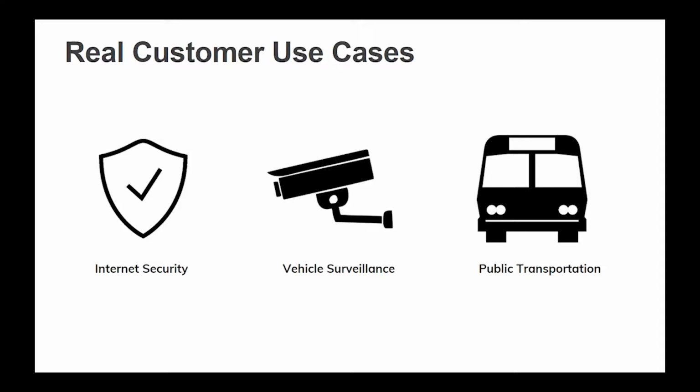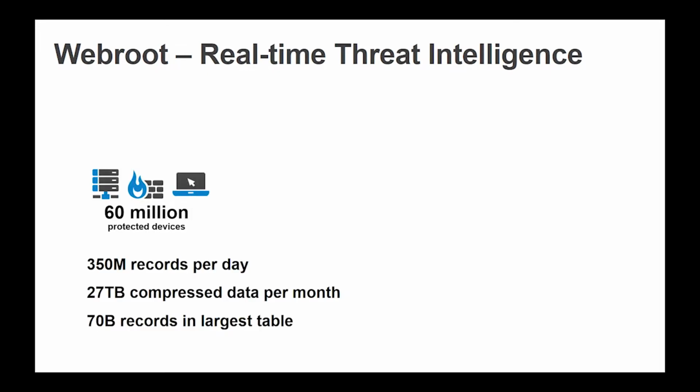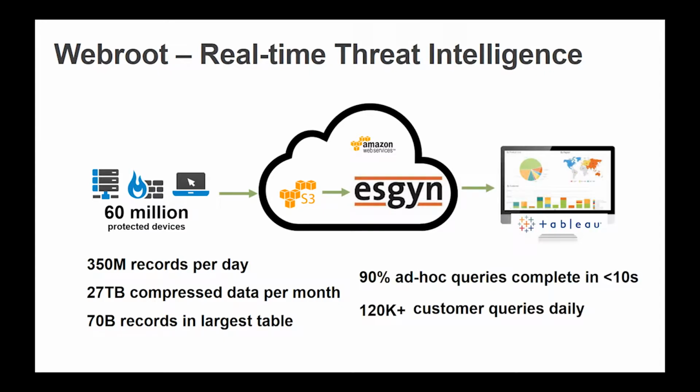We have three customer use cases to show you: an online internet security provider, a vehicle surveillance system, and a public transportation agency. In the case of WebRoot, we have 60 million protected devices which are generating large amounts of data every day. These feed into Amazon S3 storage services. EsgynDB is continuously ingesting this data and provides rapid response to ad hoc queries from thousands of customers, all on a single platform.